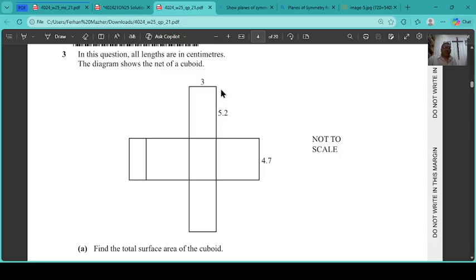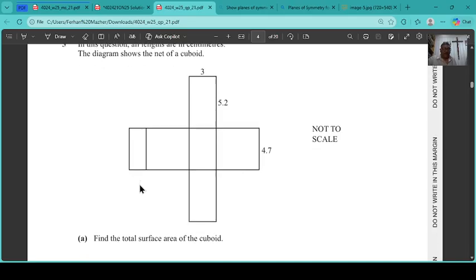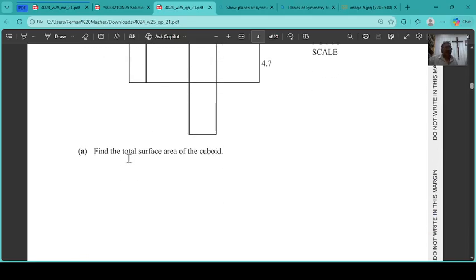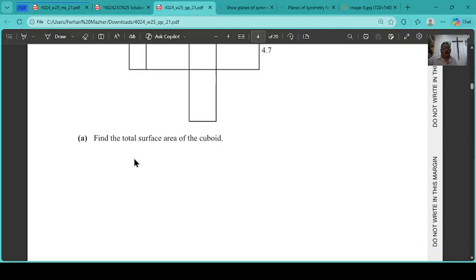Okay, so this side is 5.2, this side will also be 5.2, this will be 5.2, this will be 5.2, this portion will be 5.2. This is 3, this is 3, this will be 4.7, this will be 4.7, this will be 3, this will be 4.7, this portion will be 3. Their question is: find the total surface area of the cuboid.